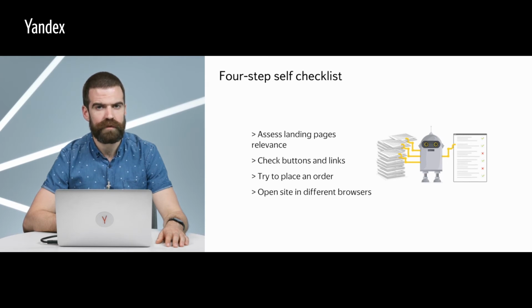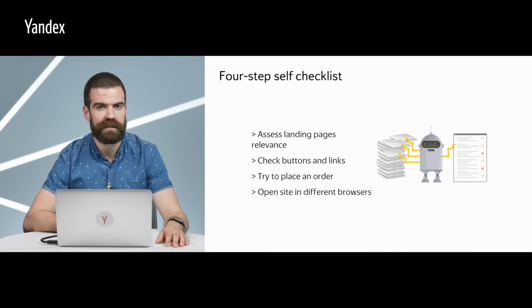First and foremost, you should assess the relevance of your landing pages. Does the information on your landing pages clearly correspond to your ad texts? Next, check all the buttons and links on your site and make sure they all lead to the section of your site that they are supposed to.